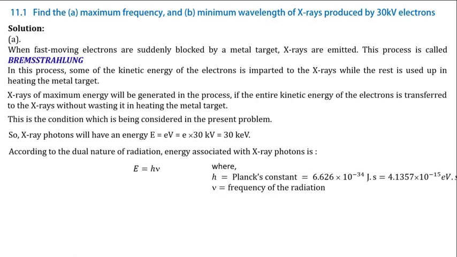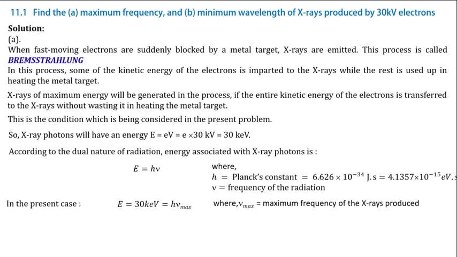As per this relation, energy is directly proportional to the frequency of radiation because h is constant here. So higher the energy, higher the frequency, the more is the energy associated with the X-ray photons. So in the present case, the maximum energy of the X-ray photons, which is 30 kilo electron volts, would lead to an X-ray of maximum frequency. So we can write this expression that E, which is 30 kilo electron volt, is equal to h nu max. Nu max is the maximum frequency of the X-rays produced.